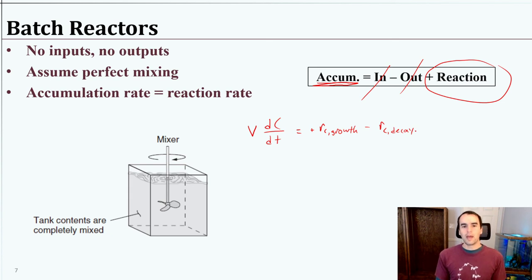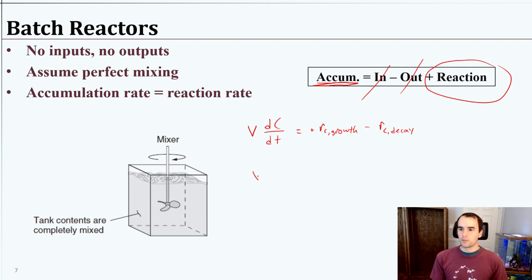Now, a lot of times we'll have just one and not the other. If we're disinfecting bacteria, we expect that our disinfectant is causing the population of bacteria to decay, and presumably they're not able to grow during that time. So in most cases, it'll be just one or the other. When we get to biological treatment, we'll find that we do need to incorporate both in some circumstances, but we'll go in more depth there. So essentially, this accumulation is just equal to the net reaction rate.